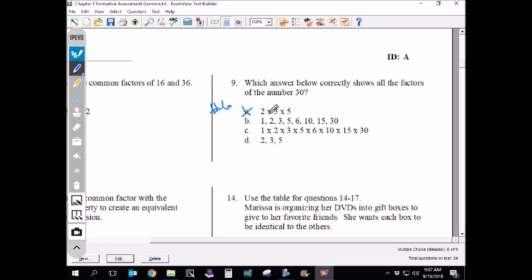But what's missing? Right away, what should have been an immediate red flag with both A and D? What was missing? Jack? They don't have 1. And we know that 1's a factor of all numbers. So we know A and D can be eliminated just like that. So then you have a list of numbers, and then you have a multiply. Which one would be correctly showing all the factors? Pretty? It would be letter B. Good job. Give yourself a check or an X on learning target number 6.